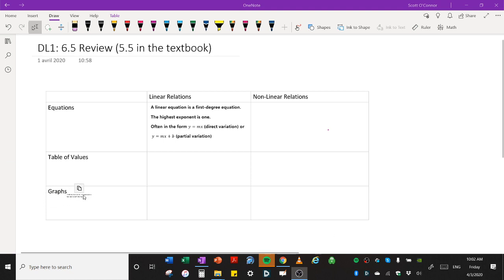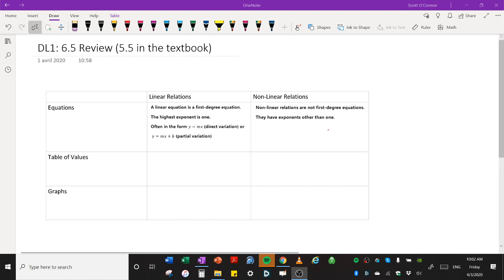Then nonlinear relations are not first degree equations, and they have exponents other than 1, typically higher than 1. All right, and then now what about tables of values?